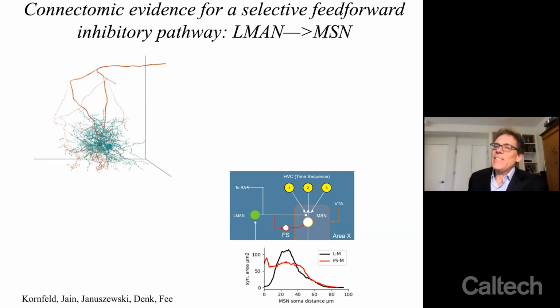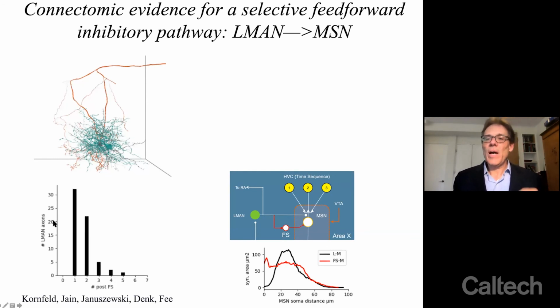In addition to this, the size of the dendritic arborization, which you can see in this reconstructed fast spiking neuron here in blue, closely matches the size of the L-man axon arborization, which you can see in orange behind. So this raises the possibility, the really interesting possibility, that fast spiking neurons could essentially serve as a private inhibitory channel for one or two L-man axons.